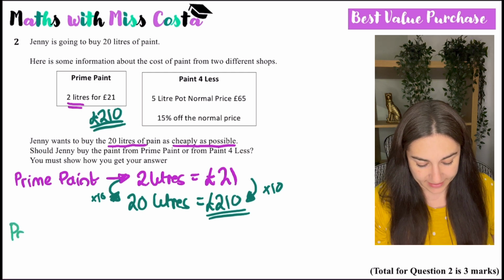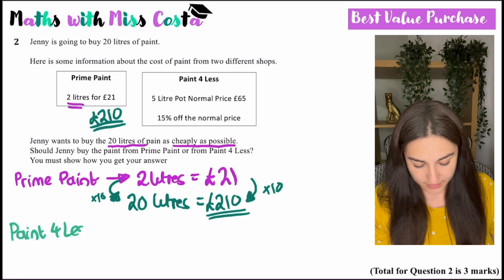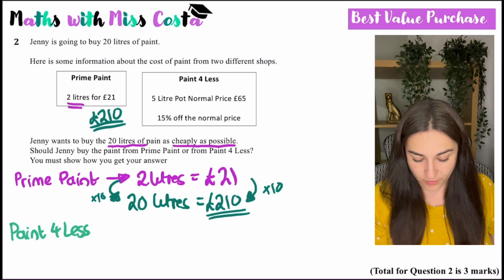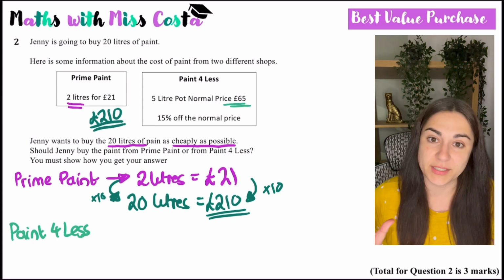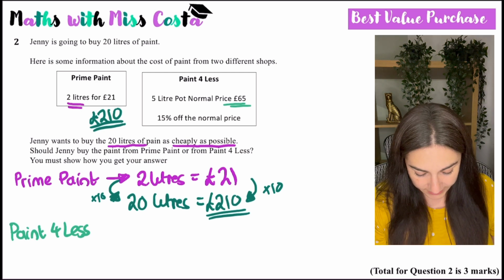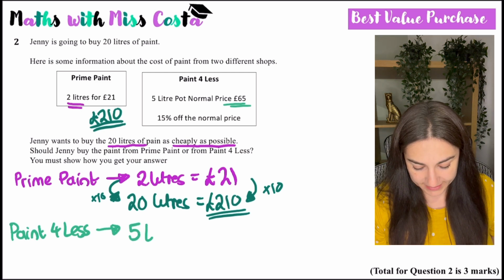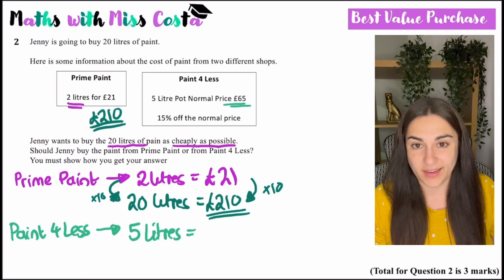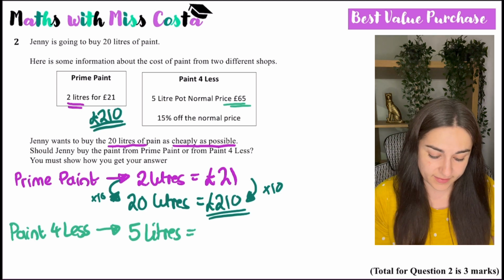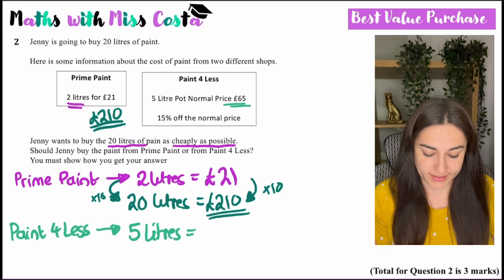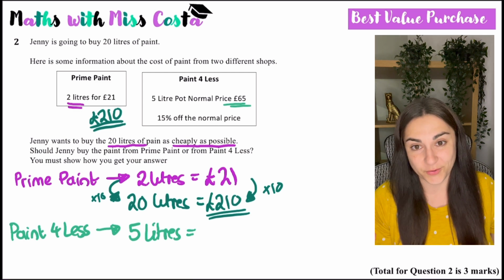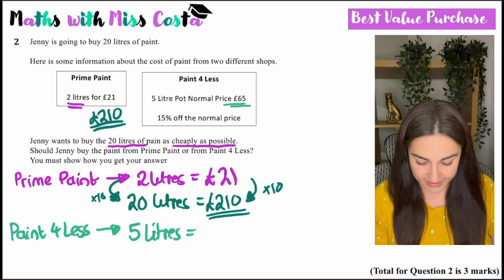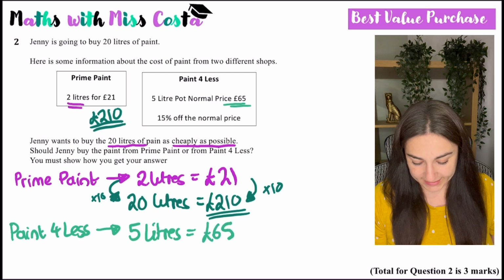Then we can look at paint for less. So I know that a 5 litre pot, the normal price is £65, and I know that there's currently a sale which is 15% off the normal price. So I know that I can get 5 litres, and you can either work out the 15% first, so do 0.85 times 65 and then multiply it by 4, but I'm just going to work out the total cost and then subtract 15%.